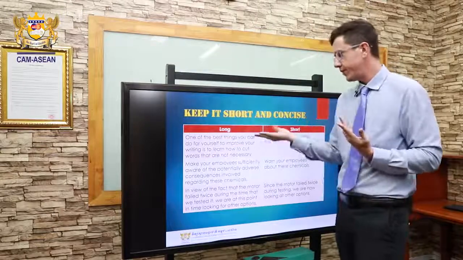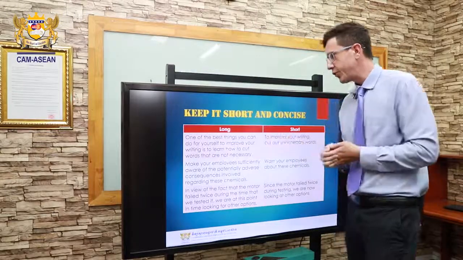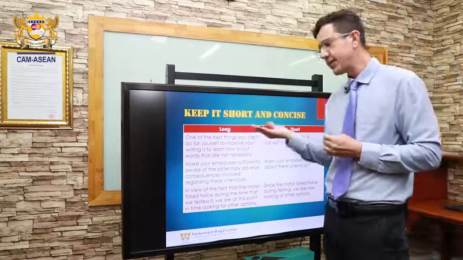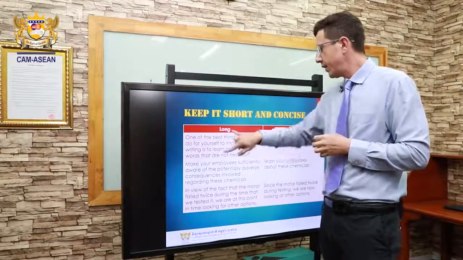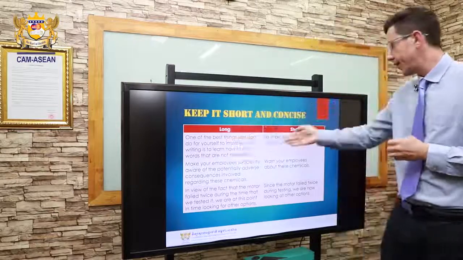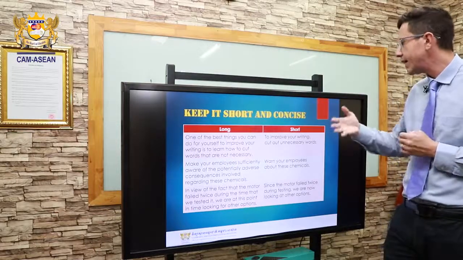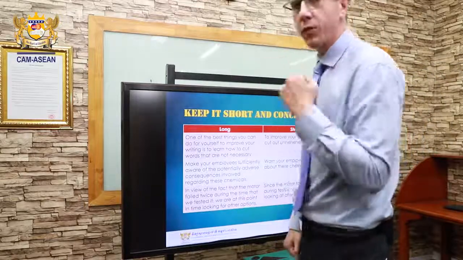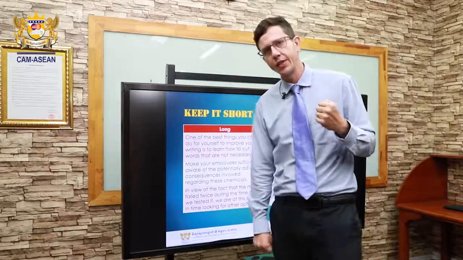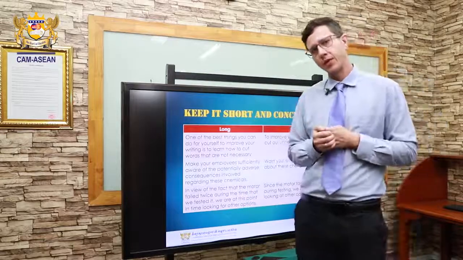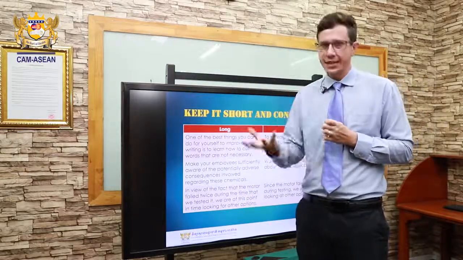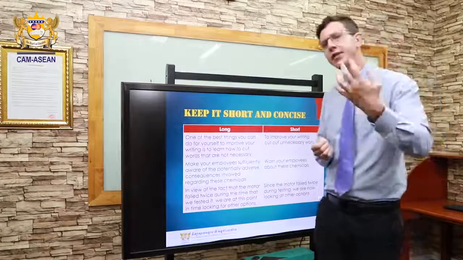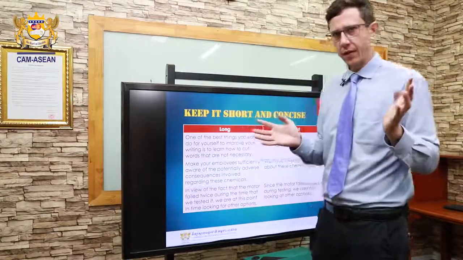So, for example, one of the best things you can do for yourself to improve your writing is to learn how to cut words that are unnecessary. Long way to say that. Here's the short way. To improve your writing, cut out unnecessary words. There's always more than one way to say something, especially in English. There's a lot of ways to say something. So, pick the easiest way to understand, pick the shortest way to do it. It saves you time, it saves me time, everybody's happy.